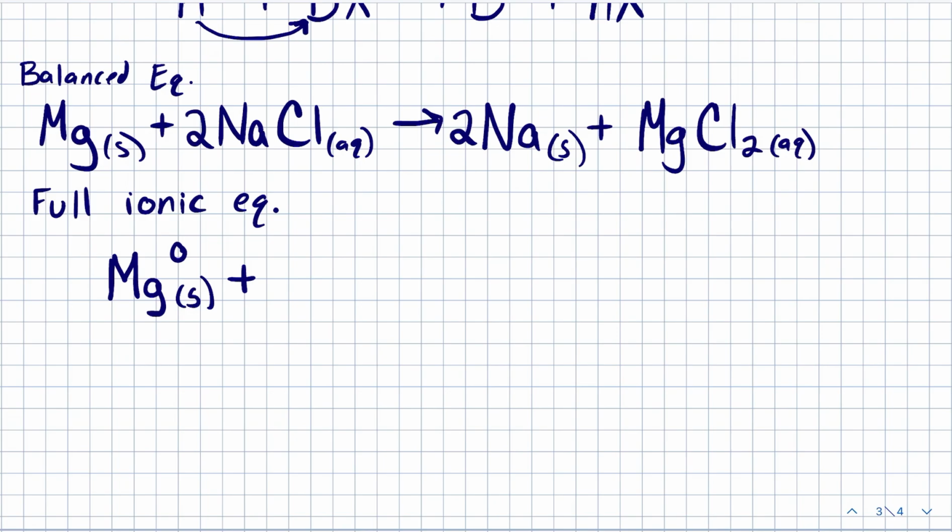Then my sodium chloride will break into its ions. So Na. I'm going to keep my 2 out front because that's going to help with balancing later. So I have 2 Na plus 1, and it's aqueous, plus 2 Cl minus 1, and it's aqueous. I'm not going to worry that the chlorine is a diatomic. That's not what we're focusing on right now. We're just focusing on when it breaks into its ions.